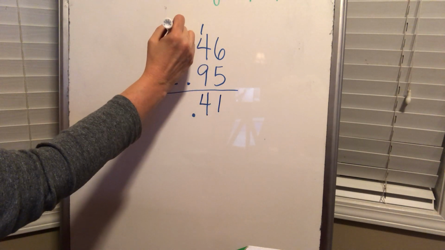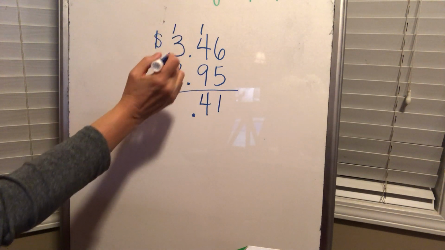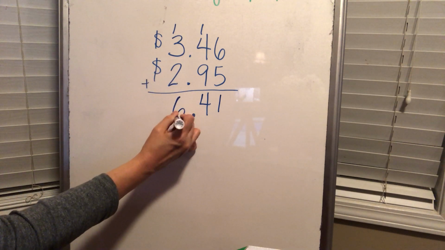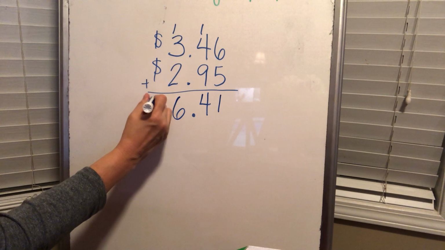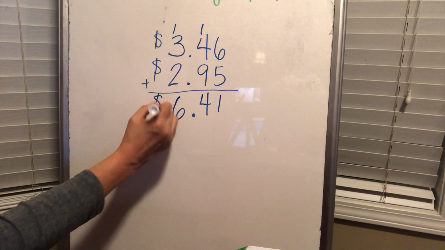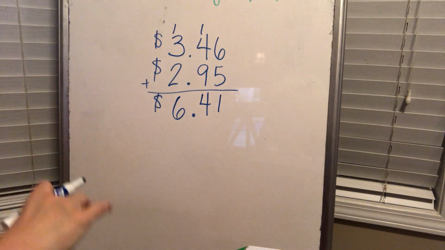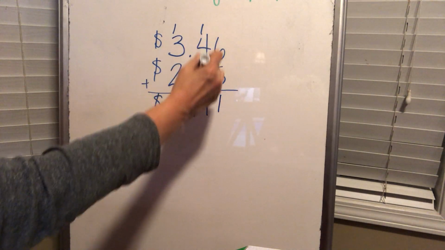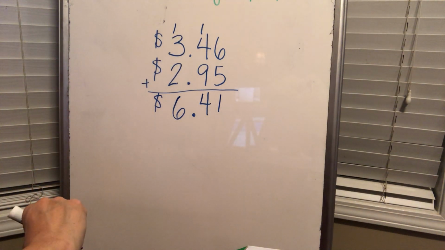Let's go ahead and carry that 1. Okay, now we have 1 plus 3 equals 4, and 4 plus 2 equals 6. And then again, we're going to bring down the dollar sign, because it's not money if you don't have your dollar sign and your decimal point. So $3.46 plus $2.95 is $6.41. So it's just normal addition and subtraction, but I wanted to show it to you just to remind you to line up those numbers really carefully when you write them on paper.